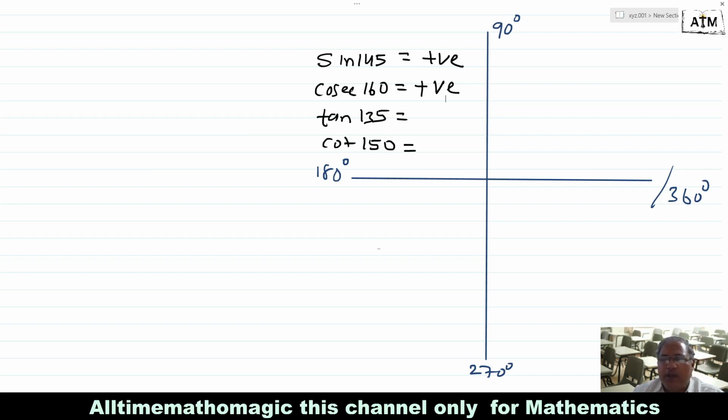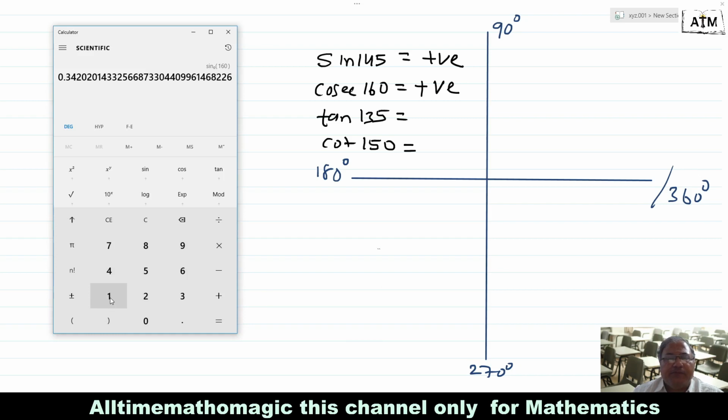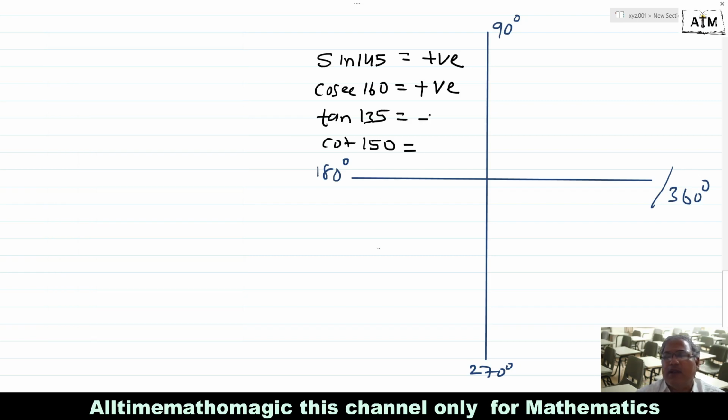Now I calculate tan 135. Tan 135 is negative because in the second quadrant tan is negative, and cot 150 will also be negative. So any ratio you take in the second quadrant other than sine and cosec would be negative. Only sine and cosec are positive. The rest of the trigonometric ratios are negative.